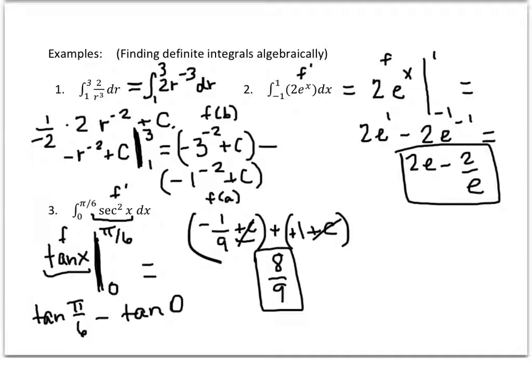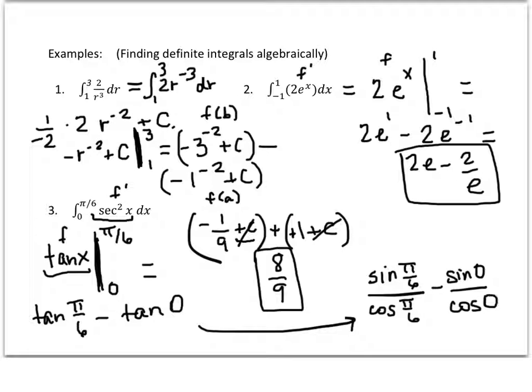It's unlikely that I've learned the unit circle values for tangent, so I need to think of tangent as sine over cosine. So I'm going to come over here and do that. So sine of pi over 6 divided by cosine of pi over 6 minus sine of 0 divided by cosine of 0. And sine of pi over 6 is 1/2. Cosine of pi over 6 is the square root of 3 over 2, minus sine of 0 is 0. Cosine of 0 is 1, but that's just 0. 1/2 divided by the square root of 3 over 2 is the same as 1/2 times 2 divided by square root 3. And my answer is 1 divided by square root 3. And again, I'm just going to leave it that way, no decimals, because it would probably be a non-calculator problem.